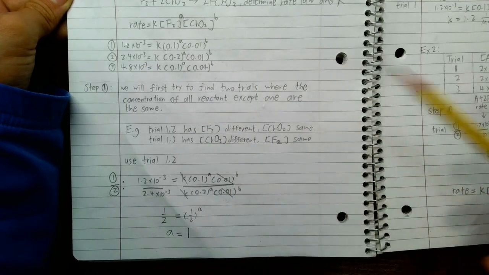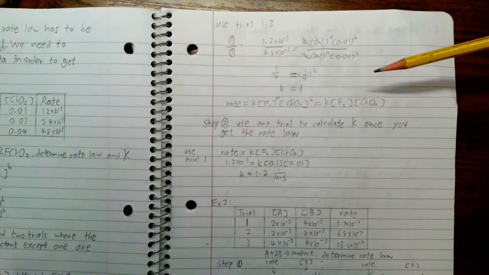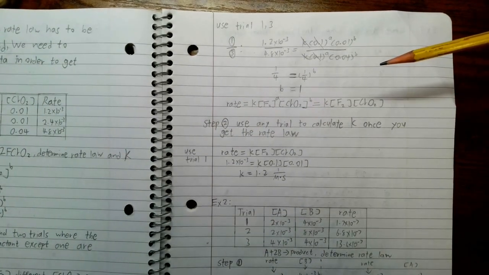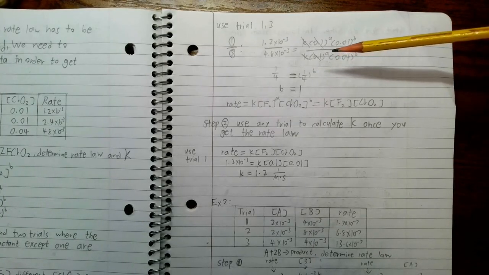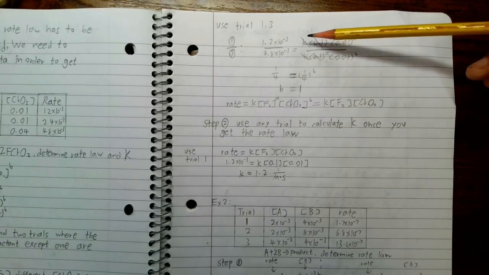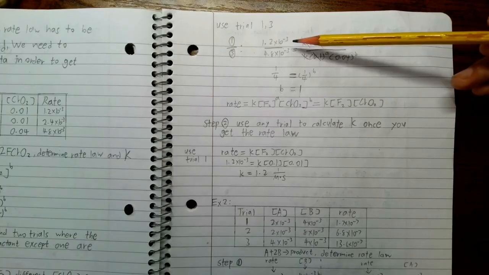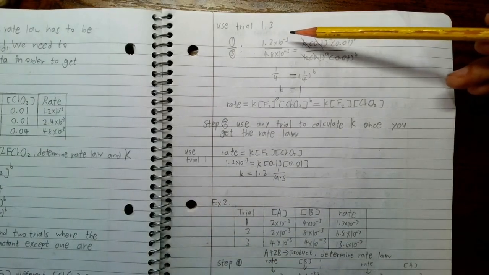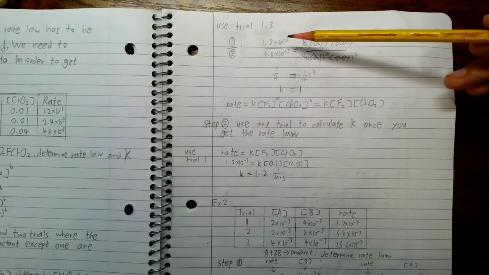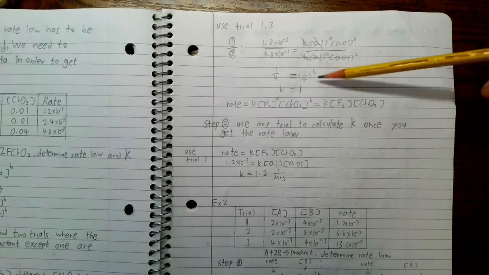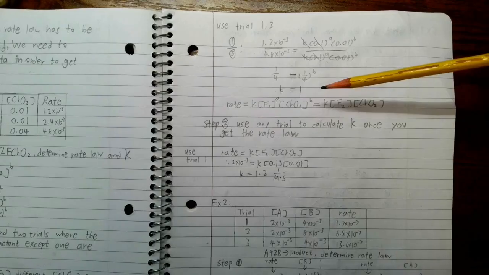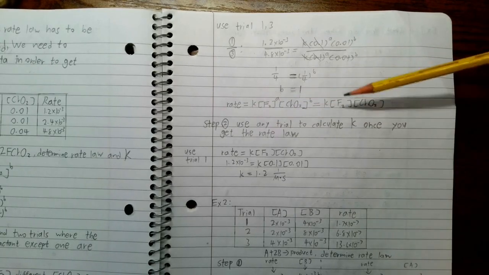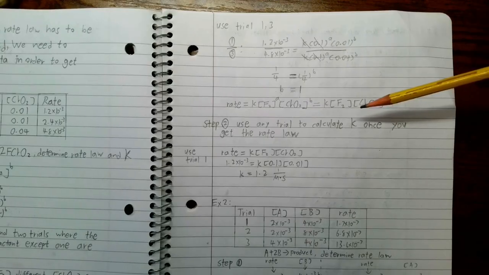So we solved one of the variables, and we now apply a similar technique to solve for B. And this time we cancel out the concentration of fluorine and the rate constant, and we take the ratio of the rates of trials 1 and 3. Now we get a very similar situation, and we get B equals 1 just by looking at this. And now we get the rate law. The only thing left for us to do is to determine the rate constant K.